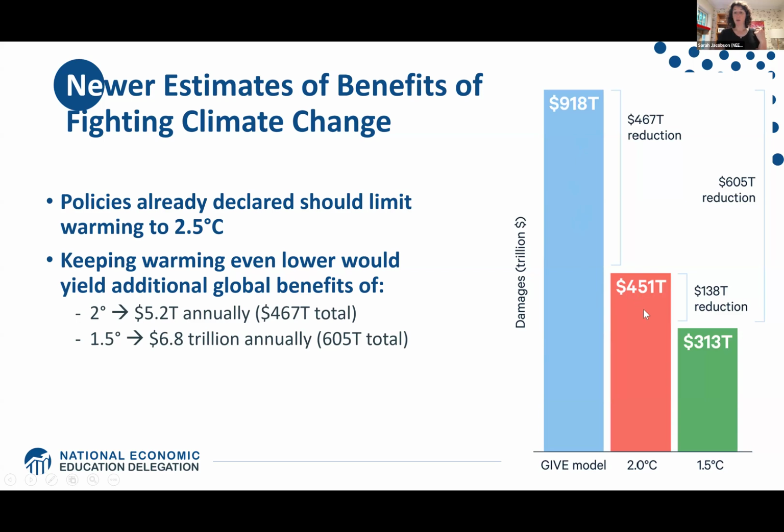And if we can keep warming below 2 degrees C, then that can get damages down to this red bar of 451 trillion. So that saves 5.2 trillion annually, or 467 trillion total, if we're talking about over time. These bars are amounts of damages over time. And if we keep the damages even lower to this 1.5 degrees C that people talk about, then we can save even more in damages.